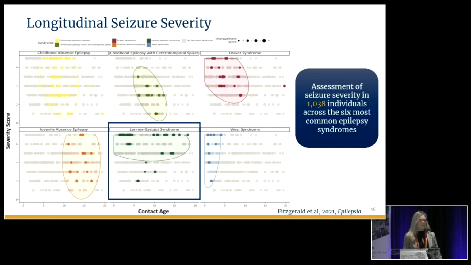So here's one example of how we're able to use this data. This study analyzed seizure severities in over 1,000 individuals across the 6 most common epilepsy syndromes using age-stamped standardized seizure scores, using a scale that was developed by the Pediatric Epilepsy Learning Health System. And I've highlighted that LGS group here, illustrating the relatively high seizure frequency across the lifespan, which is something that's not going to be surprising to any of you in the audience today.